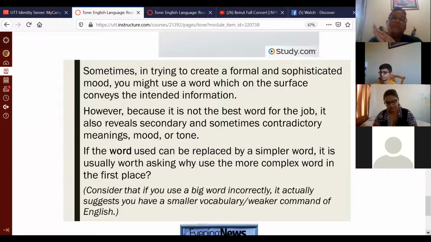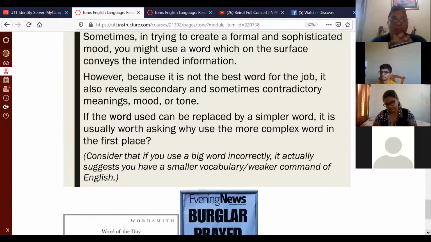Sometimes trying to sound formal and sophisticated leads us to use words incorrectly. And that is a bigger mistake than being direct, straightforward, using simpler language. Right? So if you're using big words just to use big words, it suggests that you might be showing off. Worse yet, if you use big words where you could use simpler words and you use the bigger word incorrectly, it actually suggests that your vocabulary is a lot weaker. So it has the opposite effect of showing off vocabulary.